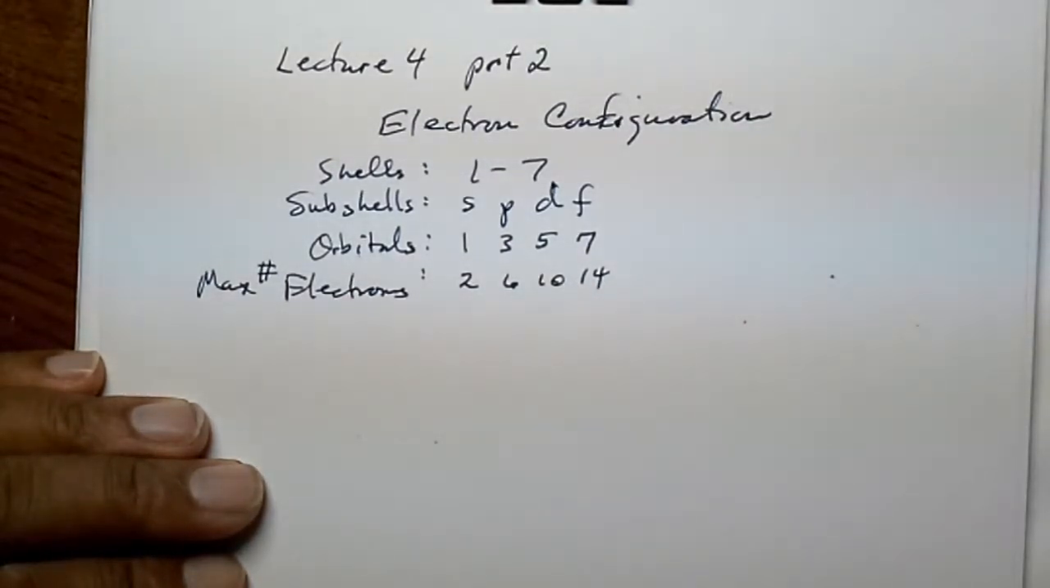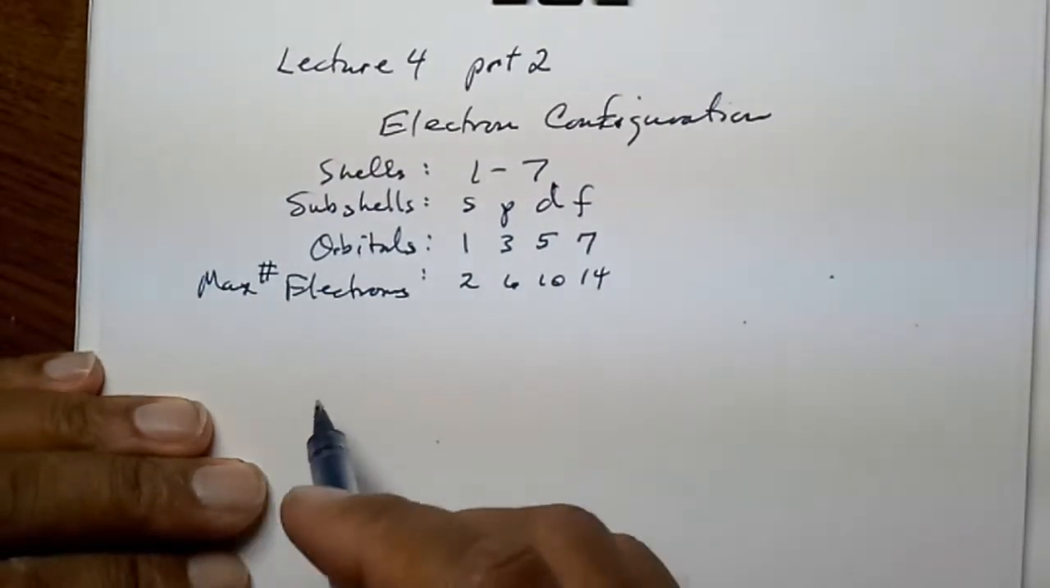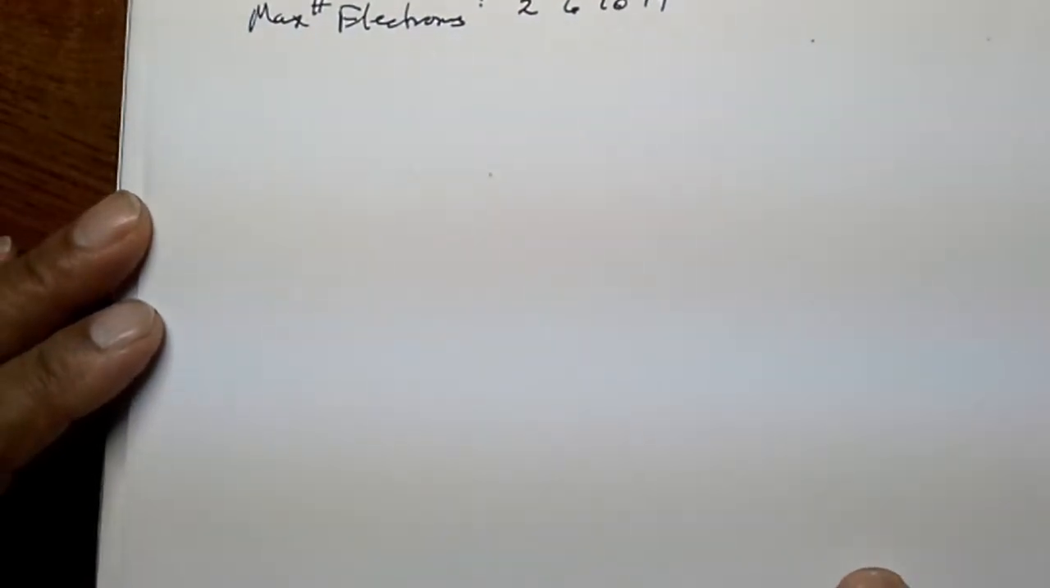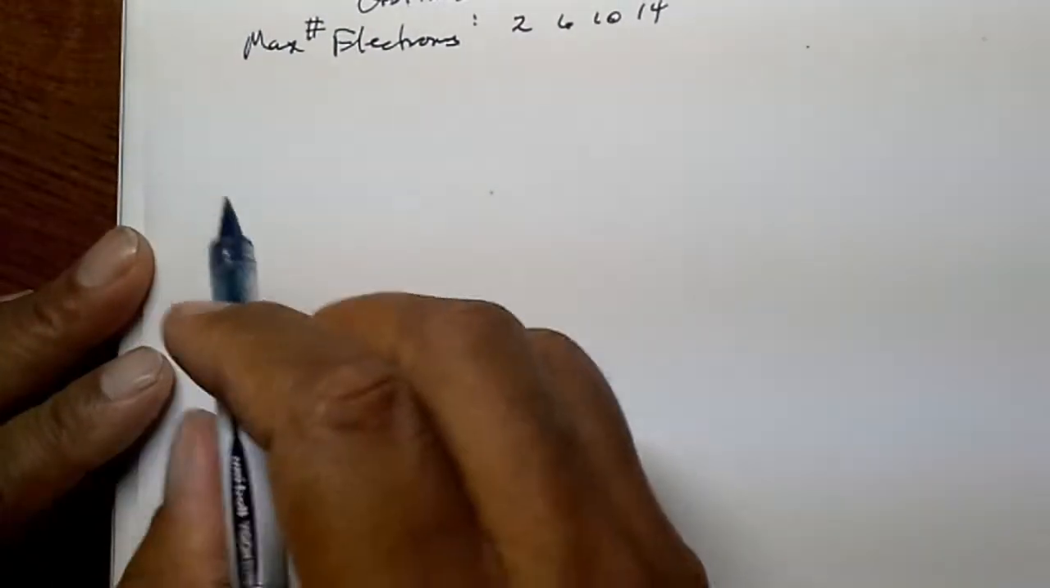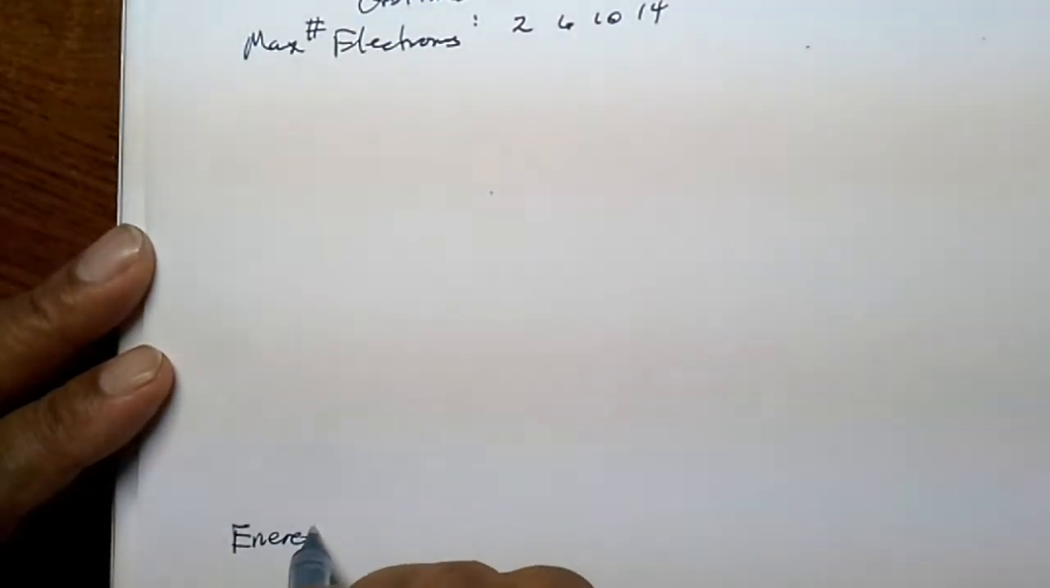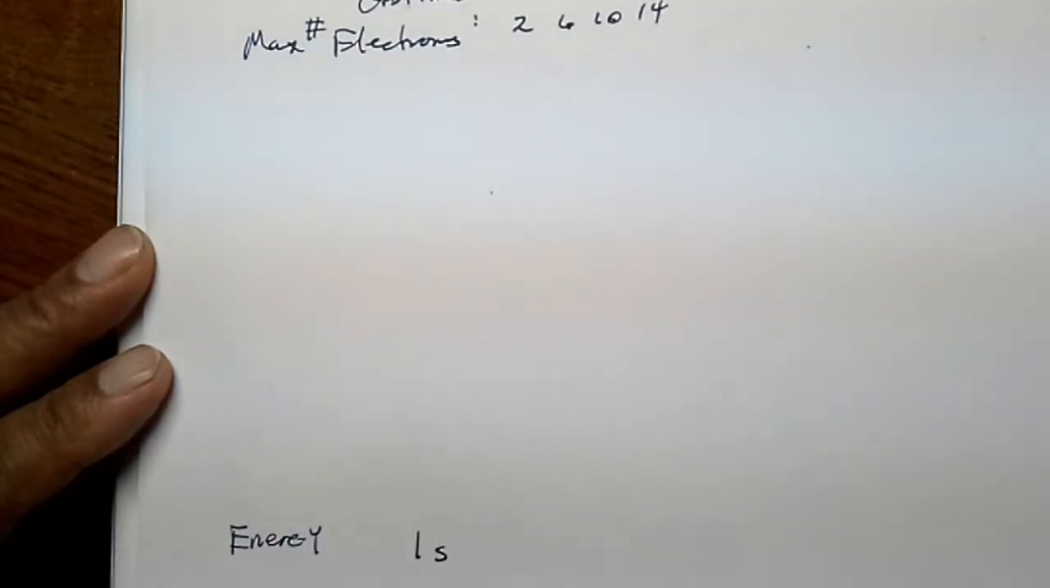configuration. We begin with the lowest energy level that can exist for an element. Put energy down here. Is the shell 1 and the subshell S. Alright, and remember we have how many orbitals? 1, put that in parentheses, and how many electrons can exist in that orbital? 2.